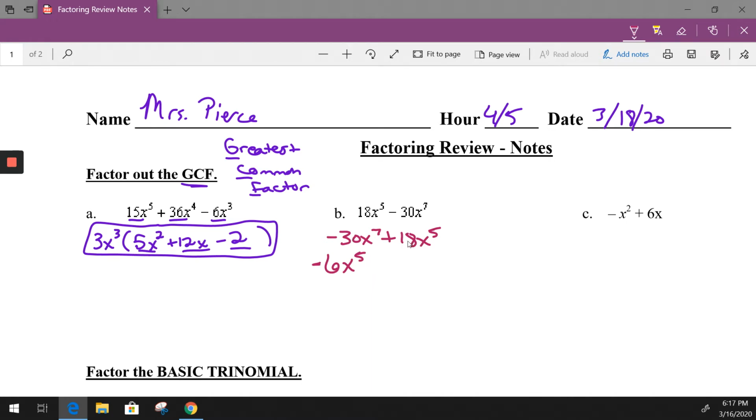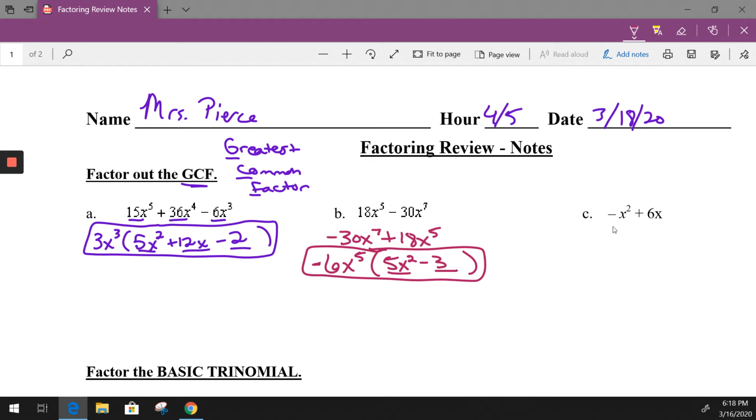All right, since this had 2 terms to begin with, in the parentheses you should have 2 terms. Then dividing the -30 by -6 will leave you with 5. The x to the 7th divided by x to the 5th is x squared. Oops. Okay, that didn't turn out real good. Let me erase that and do that again. There we go. And then the 18 divided by the -6 is -3. X to the 5th, we took them all out, so there won't be any more x's. And so now this is completely factored.